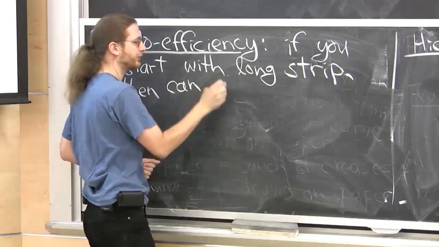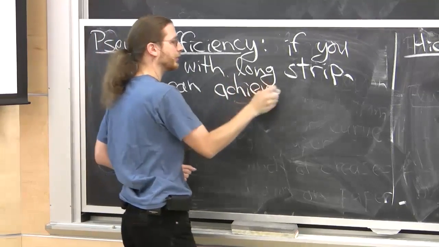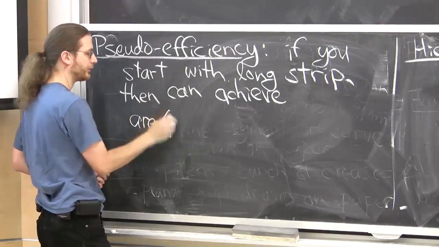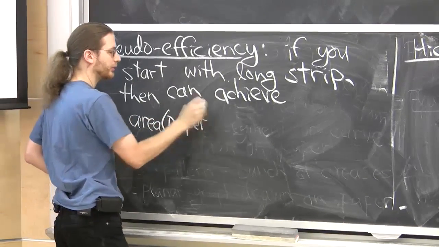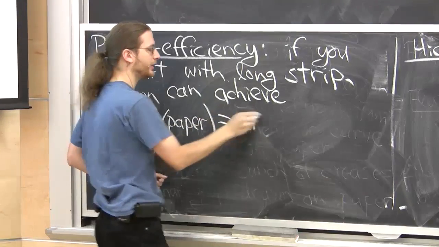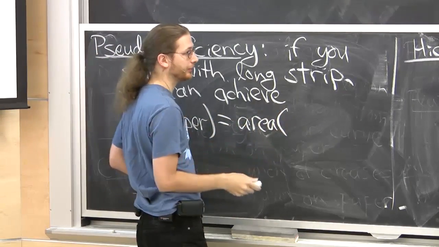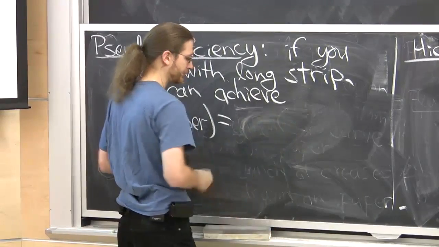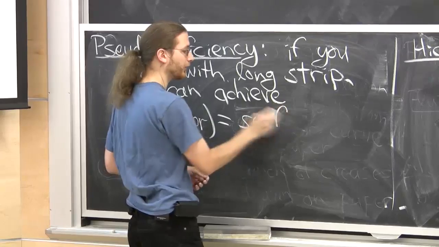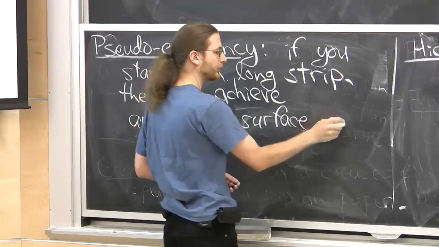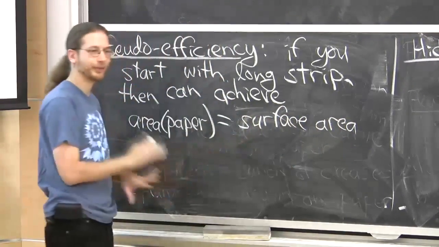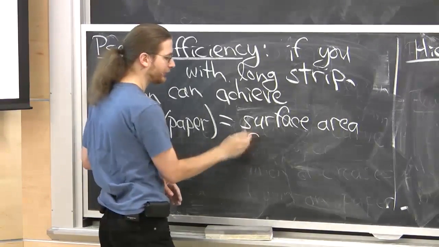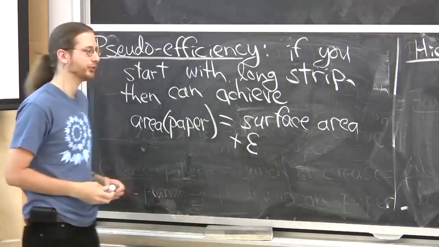Say we can achieve the area of the piece of paper that we start with can be equal to the surface area of the thing that we want to fold. Okay, if we could achieve this, we would be really happy. That means we have 0 wastage. I can't get 0 wastage, but I can get just a little tiny bit of wastage.